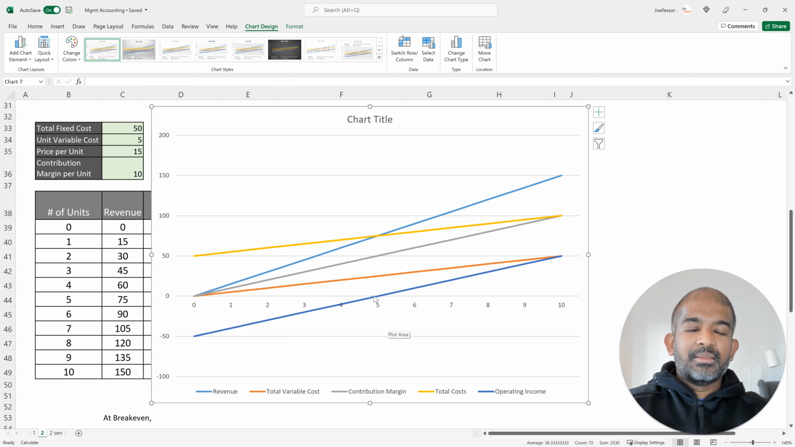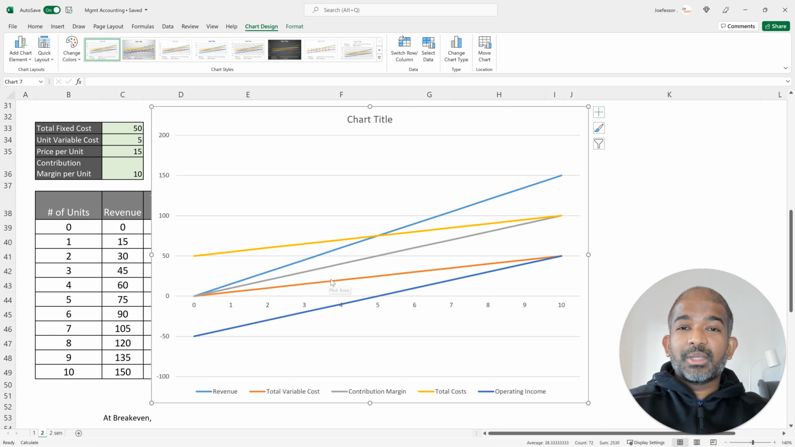What does that mean? This firm should produce and sell 5 units in order to not make a loss or a profit. Okay, if they produce and sell less than 5 units, they make a loss. If they produce and sell more than 5 units, they make a profit. Okay, this 5 units is also known as break-even point. This is the level at which the firm breaks even. It doesn't lose any money or it doesn't make a profit.